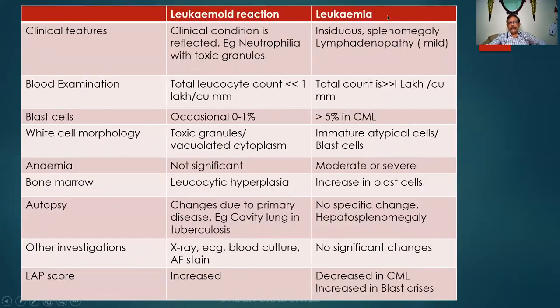So what are the differences between a leukemoid reaction and a leukemia? This particular tabular column, please learn by heart. You will have to answer these. What are the clinical features? Blood examination, blast cells, white cell morphology, anemia, bone marrow, autopsy, other findings, lab score. So this is a wonderful list of subheadings that will take us to the differences.